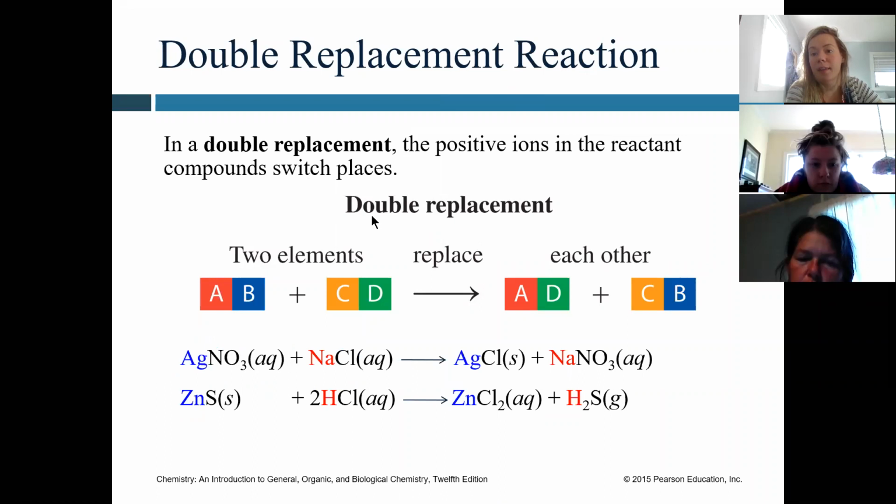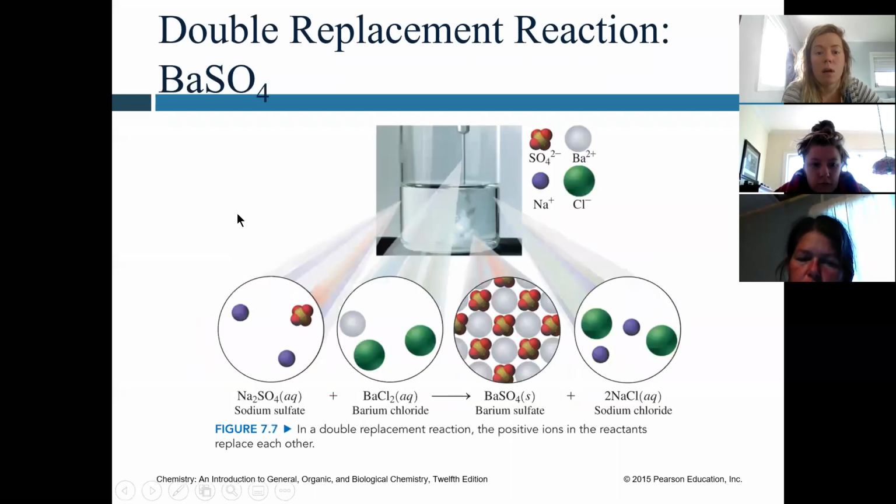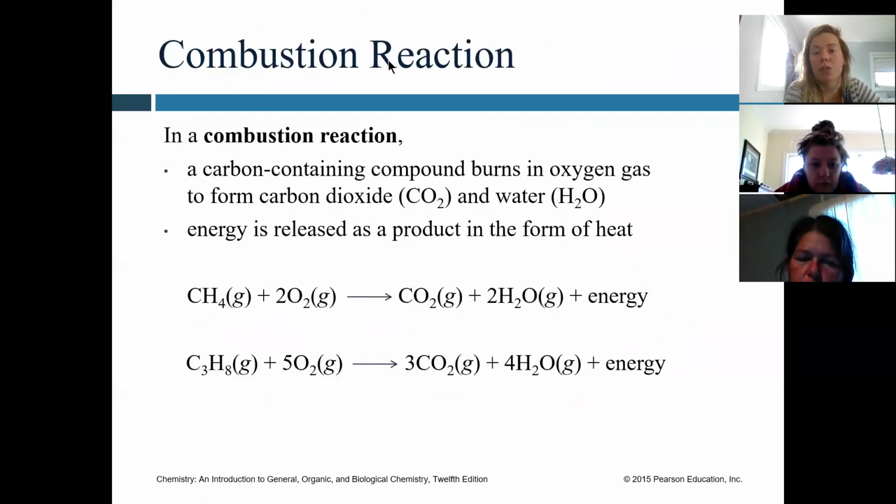You want to be able to identify these, like when you have a chemical equation, is it a single displacement, double displacement, combination, or decomposition? There's one more called a combustion reaction. So a combustion reaction is going to be anytime you have some sort of carbon-containing compound, and that carbon-containing compound can have hydrogen. Sometimes it can also have oxygen with it, but we've got some sort of carbon-based thing. It combines or burns with oxygen, and you will always produce CO2, H2O, and energy, okay?